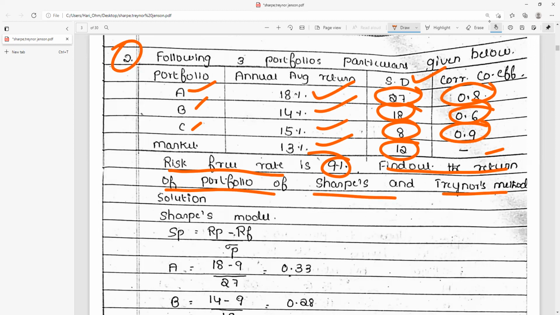Now, in this particular problem, there is a slight change compared to the first problem. Here, the correlation coefficient is given. Beta is not given. Return is given. Standard deviation is given. Beta is not given. Instead of that, the correlation coefficient is given, and by using it you need to calculate the beta.